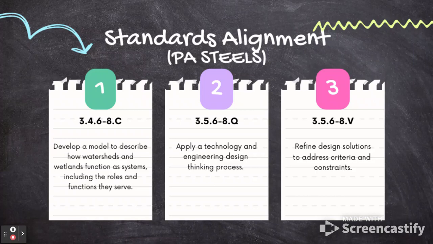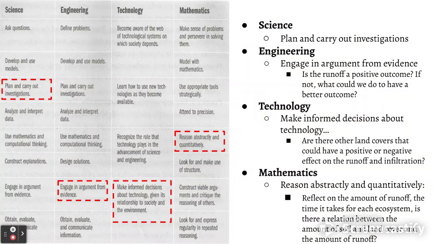Second one, apply technology and engineer and design thinking process. So I was very basic with mine, but I think some of the students could get a little bit more creative in how they go about creating and implementing the ecosystem and the rainfall. And then finally, refine design solutions to address criteria and constraints. So after looking back, how I said maybe I would add a timing component, doing the 2 inch versus 4 inch, using different land covers, we could give our students a handful of questions to get more specific on how they affect the runoff and infiltration. And then finally, comparing it to a model.